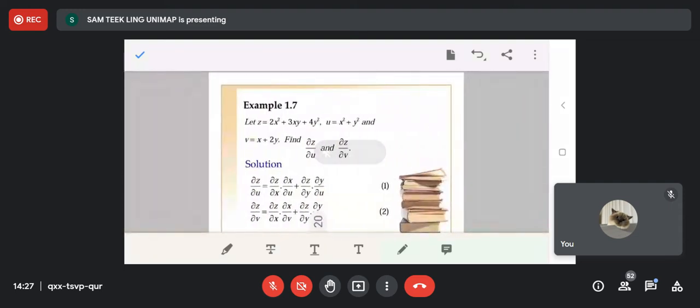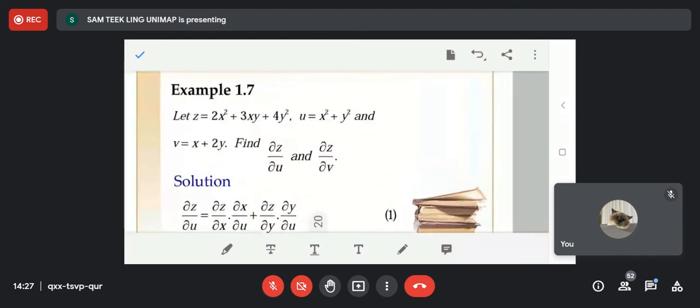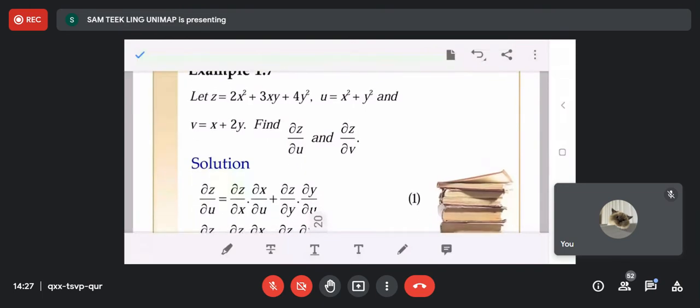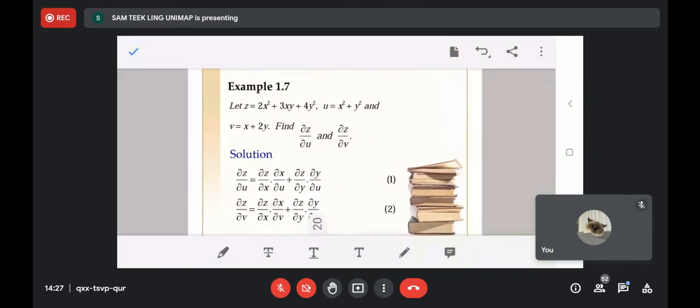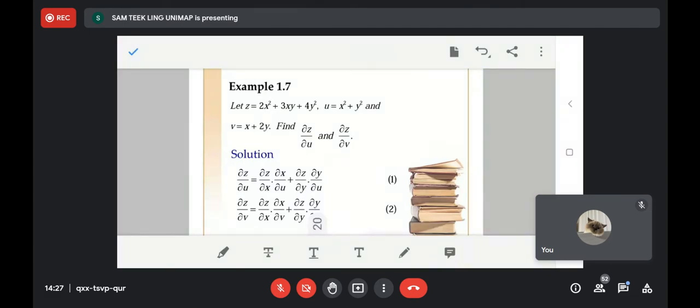Example. So this one, you can see this one. Okay, this one. So let z equal function of x, y, u equal function of x, y, v equal function of x, y, and find del z del u and del z del v. So we know this one.